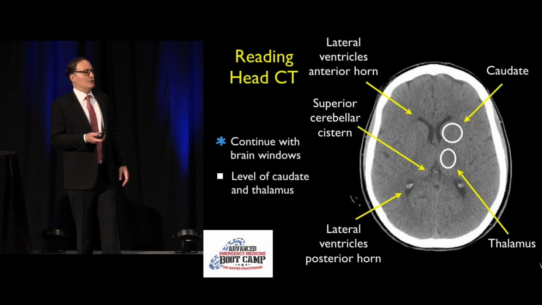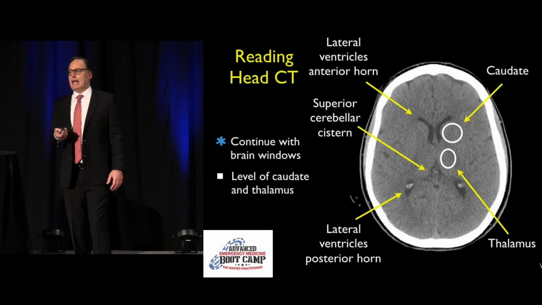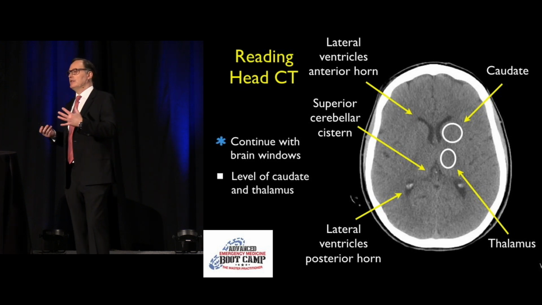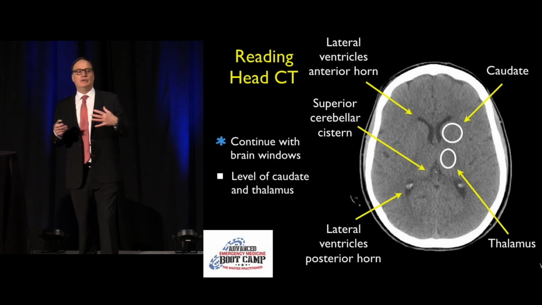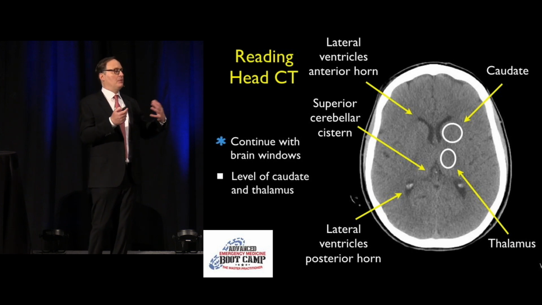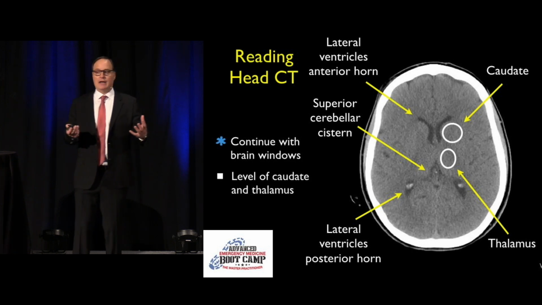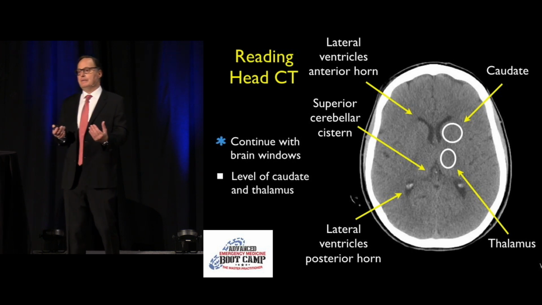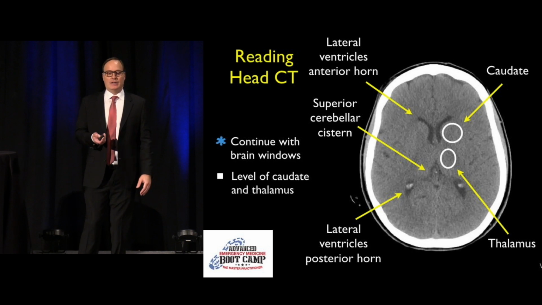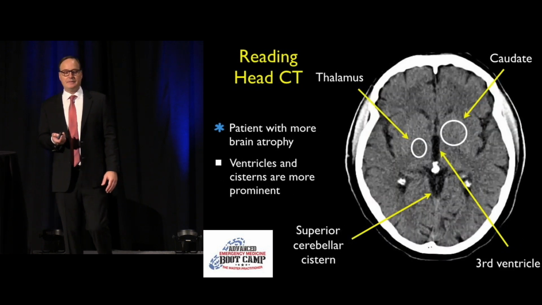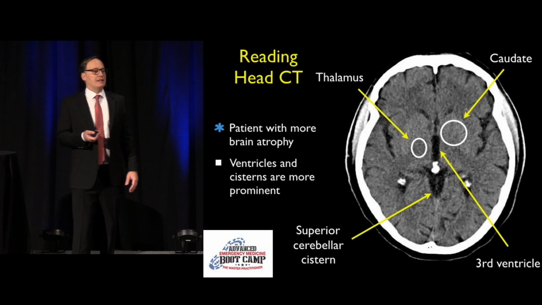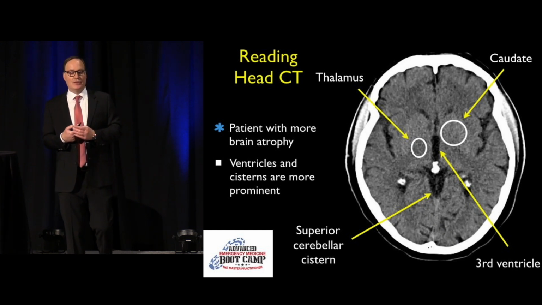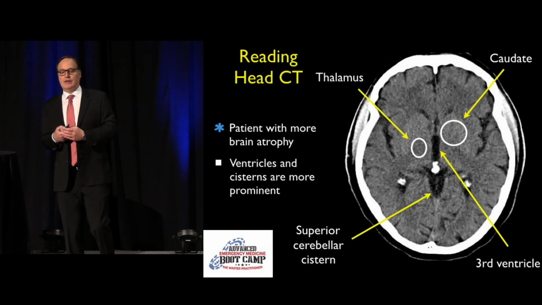Right adjacent to the lateral ventricles are going to be the caudate and the thalamus. And these are really critical areas because in many of our patients with hypertension who might come in with a serious headache, very high blood pressure, and have some neurological findings, this is the first place you're going to look for a bleed. And this is a classic place for a hypertensive bleed. So the caudate and the thalamus. And this is a patient who has a little bit more of a degeneration, more atrophy. The ventricles and the cisterns here are more prominent.